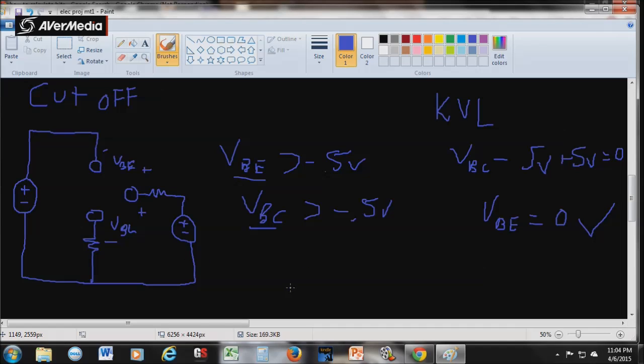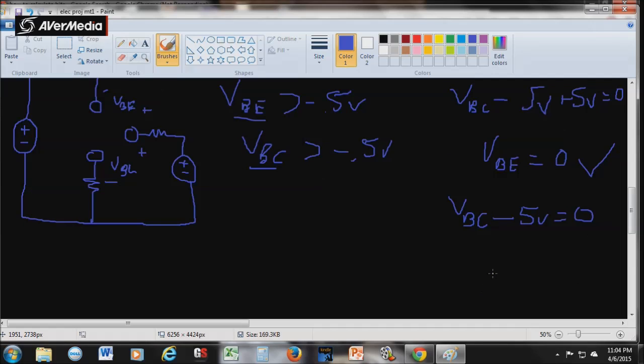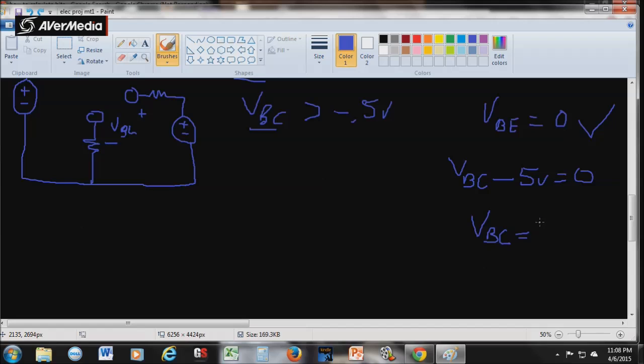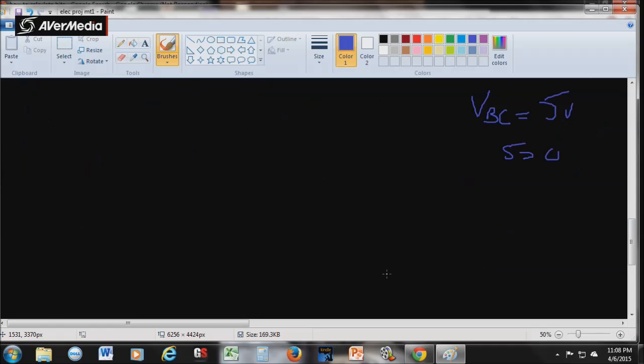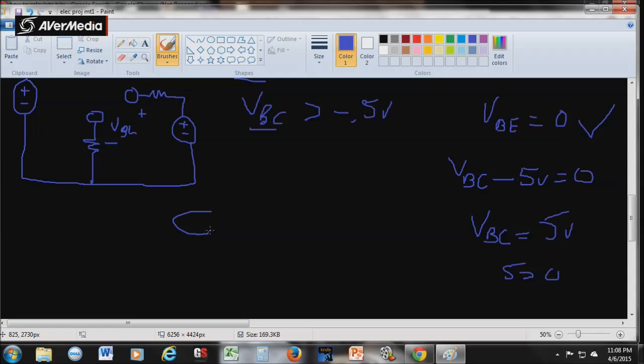Next, going on to VBC, doing a KVL again, we get VBC minus 5 volts equals 0. So VBC equals 5 volts, which is greater than negative 0.5 volts. So we found that this PNP is in the cutoff region.